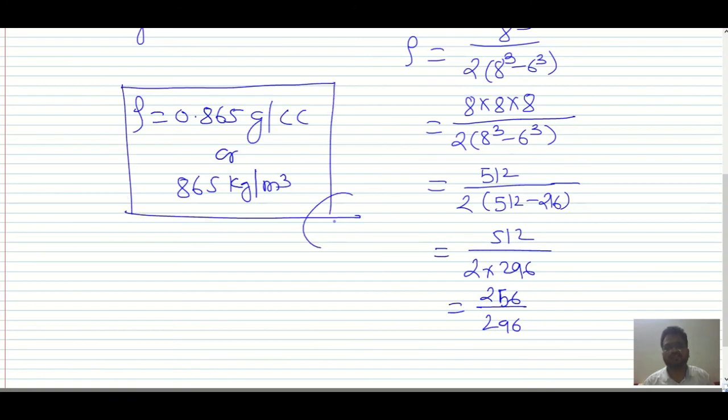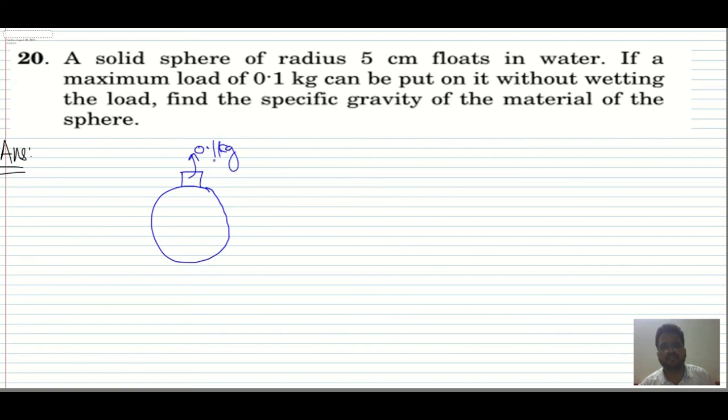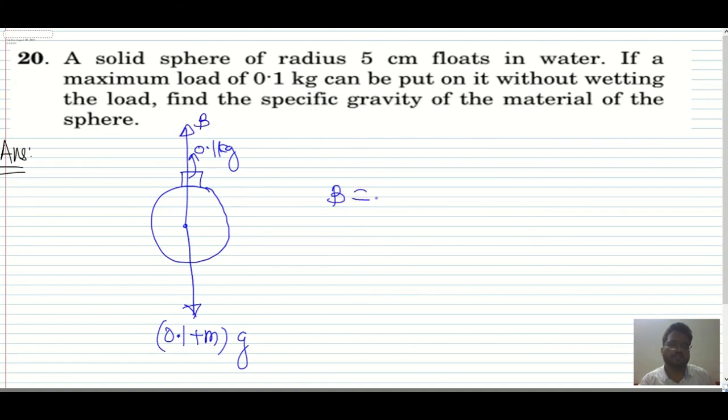Now the last question we have: a solid sphere of radius 5 centimeter floats in water. If a maximum load of 0.1 kg can be put on it without wetting the load, find the specific gravity of the material. So this is the solid sphere we have, on which 0.1 kg we can put maximum. Over here, who is balancing the 0.1 plus mass of the solid into the acceleration due to gravity? It is the buoyant force. So buoyant force is equal to (0.1 plus m) into g.